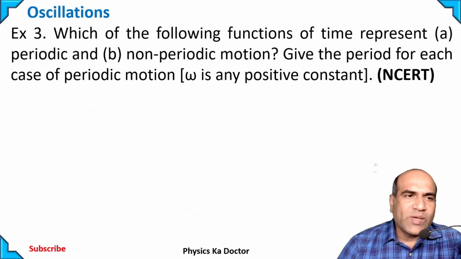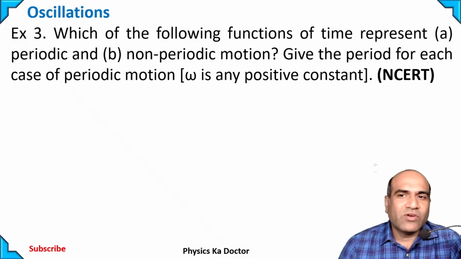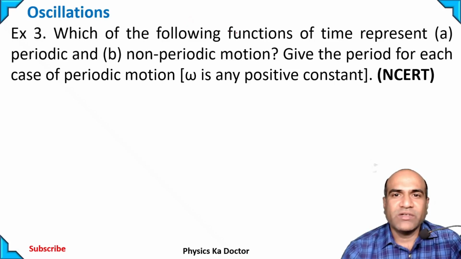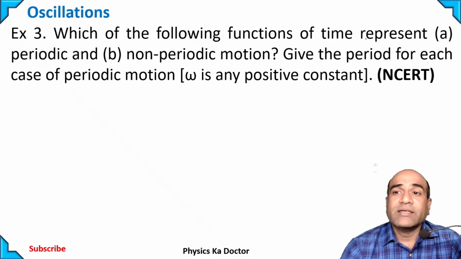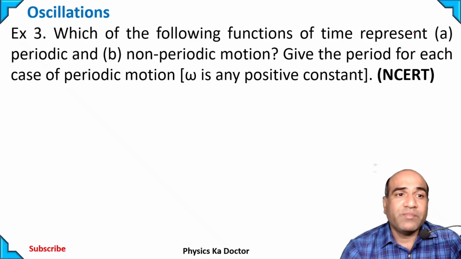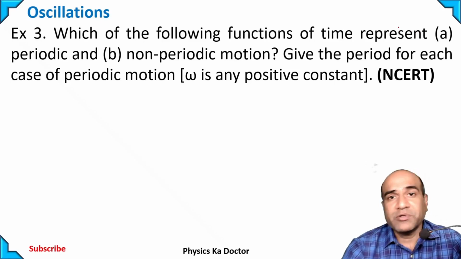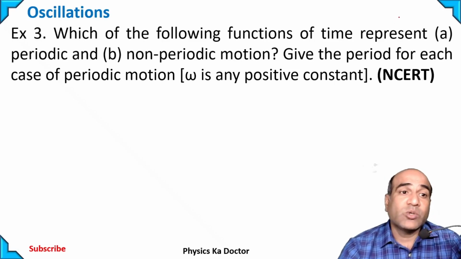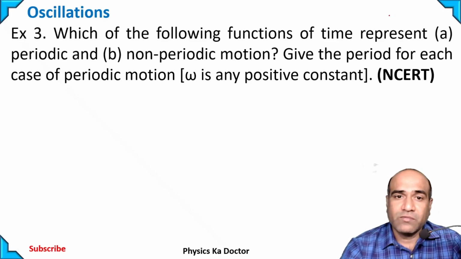Now, example number 3 from the NCERT book. Do not forget to solve all the NCERT examples. This builds basics. Example number 3. Which of the following functions of time represent a periodic and a non-periodic motion? Give the period for each case of periodic motion. Omega is any positive constant.